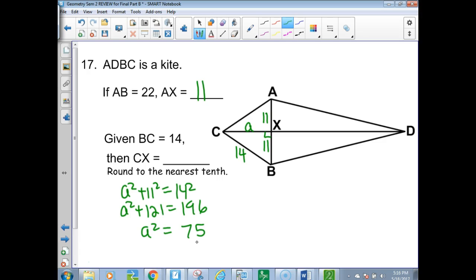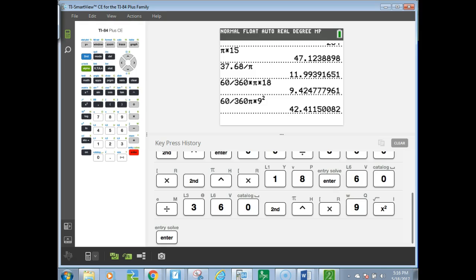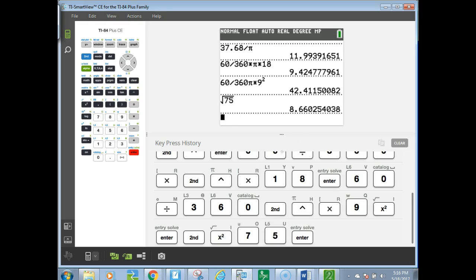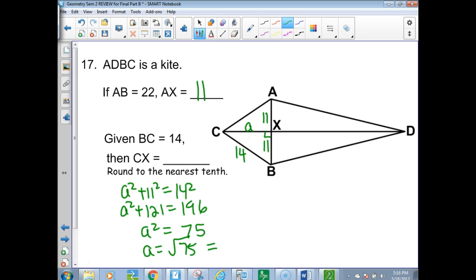And then we'll take the square root and allow a decimal answer to the nearest tenth. So the square root of 75 is the answer to finding CX, which we will type on our calculator. Reminder, hit your second button, the x squared for the square root symbol, put in the 75 and hit enter. 8.66 will round to the nearest tenth, 8.7. This pen is sticking.